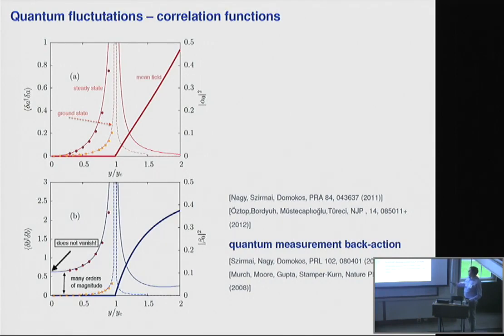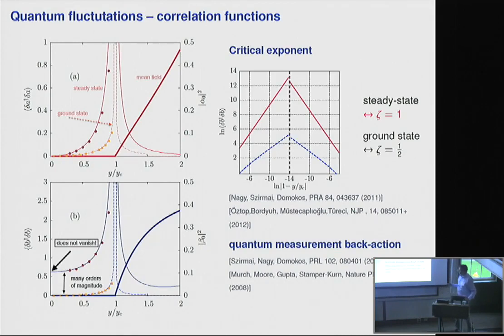And what is the nature? So as I said, for the ground state, we have the two-mode squeezing. For the steady state, we have the dynamical equilibrium of dissipation and loss. One can also interpret the origin of these fluctuations as a quantum measurement back action. There's an older paper by the Stamper-Kurn group. So this is a completely different mechanism of populating the mode.